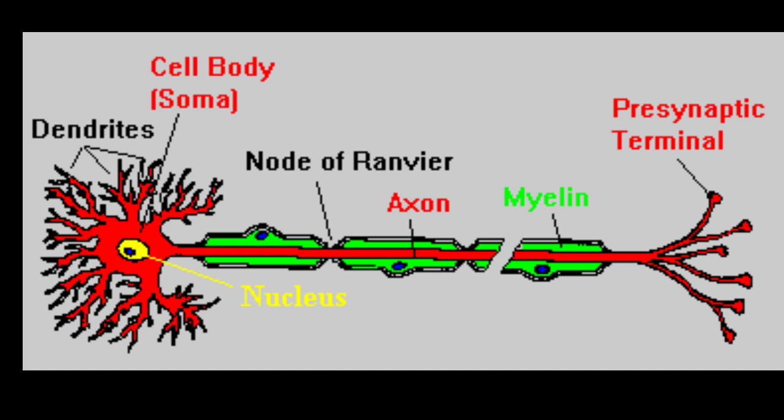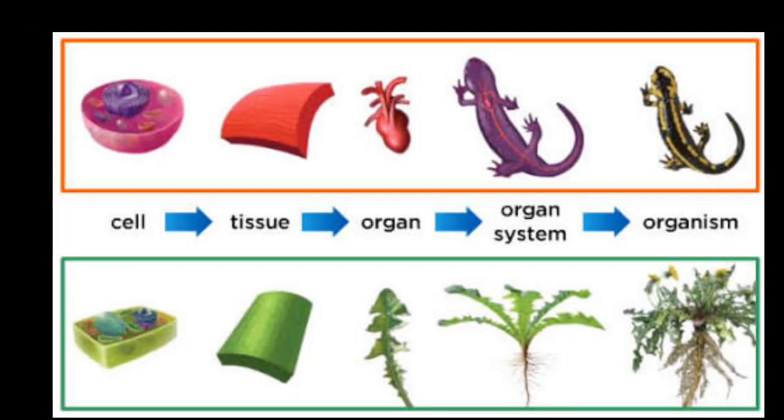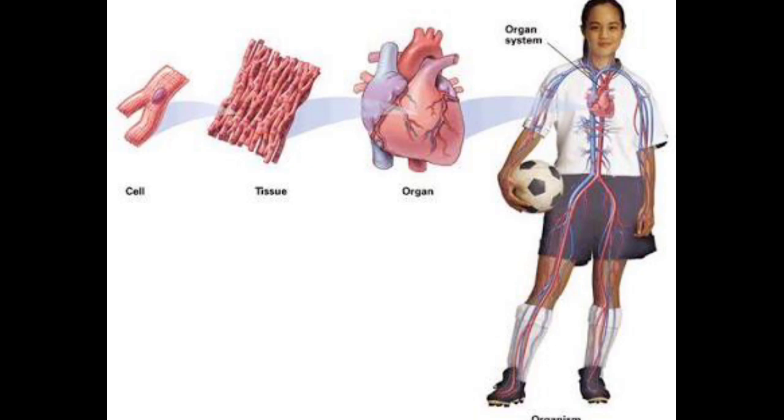that of transferring messages. We studied that the cell is the structural and functional unit of the body. A group of cells performing a specific function is called a tissue. A group of tissues joined together forms an organ, and a group of organs joined together forms an organ system. All the organ systems are joined to form an organism.